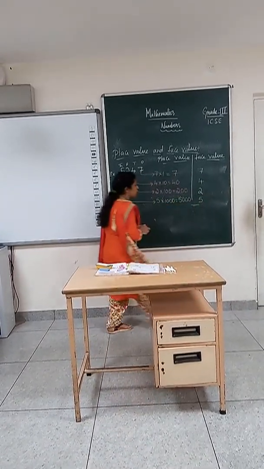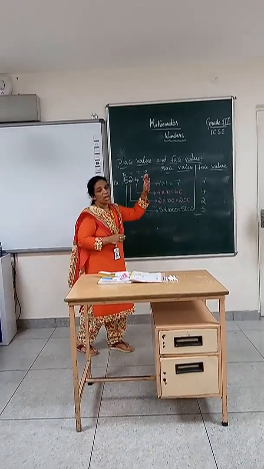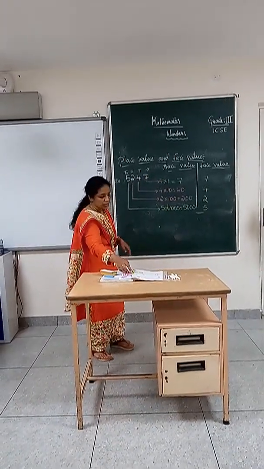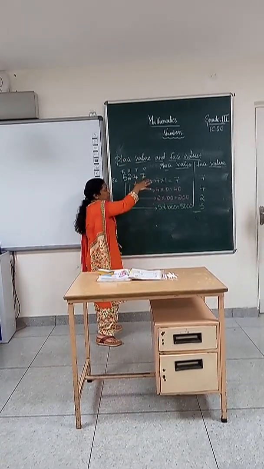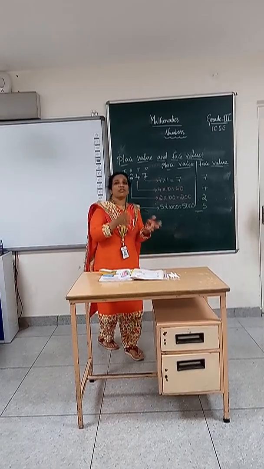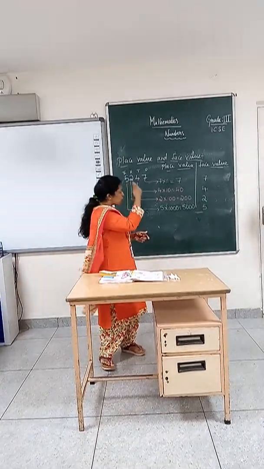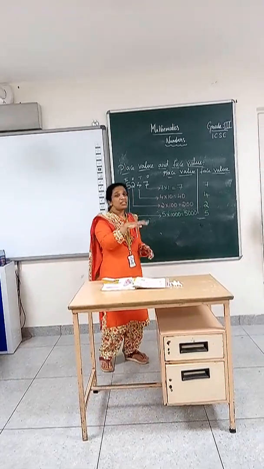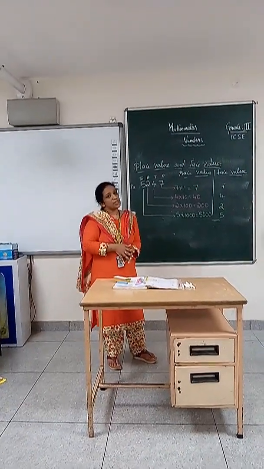I hope this is clear to all of you, the place value and the face value, so there is no confusion. Place value is the value of the number due to its position in the number, and the face value of the number is the value of the number itself irrespective of its position.